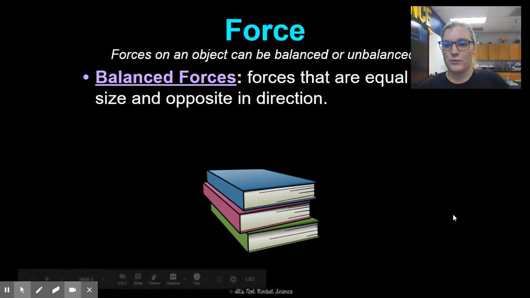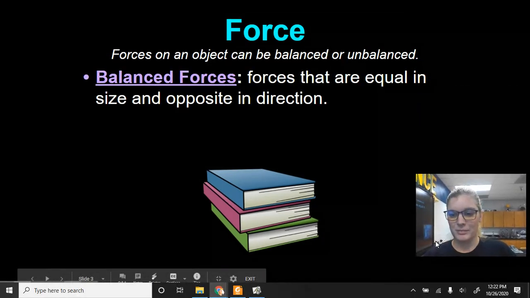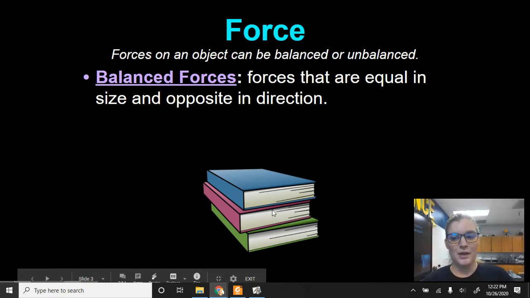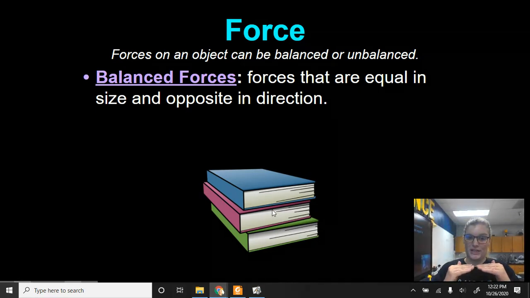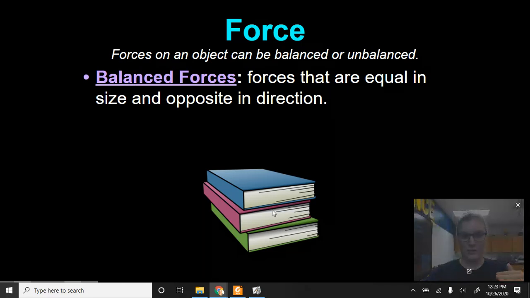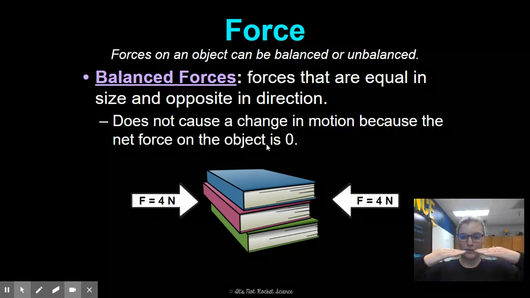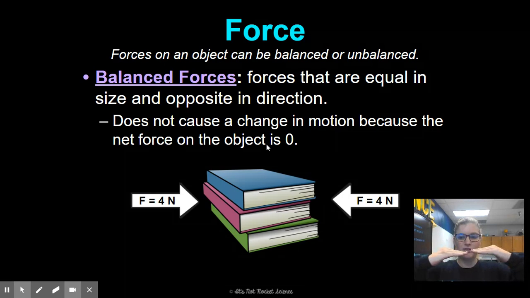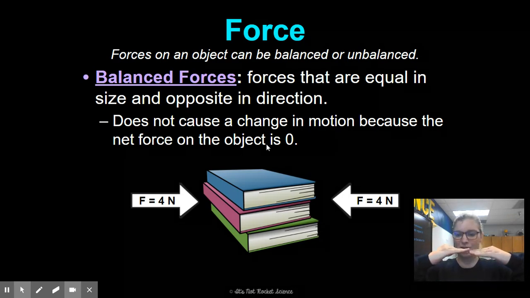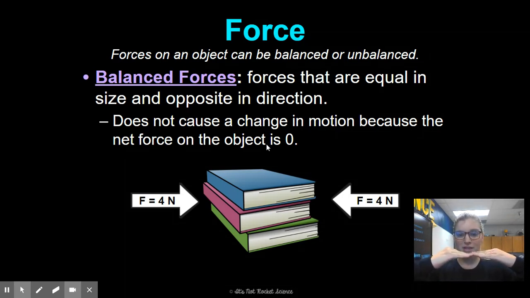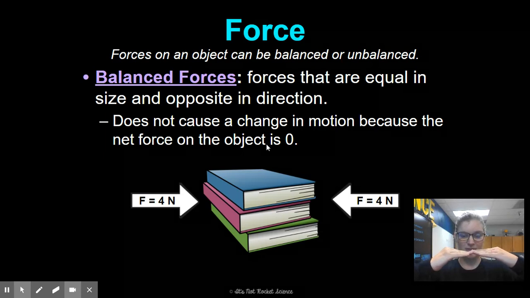If we have balanced forces, balanced forces means that we have forces that are equal in size and opposite in direction. So if I am pushing with a balanced force, so if I have 4 newtons coming from both sides, they kind of cancel each other out. There's still those forces acting there, but my object's not going to move because my net force is 0 because it equals each other.